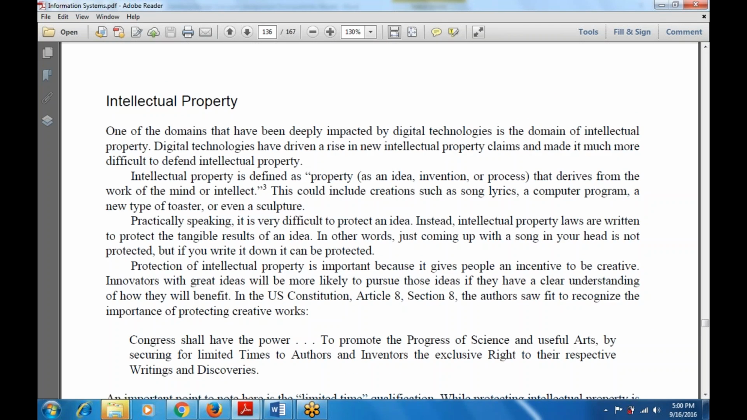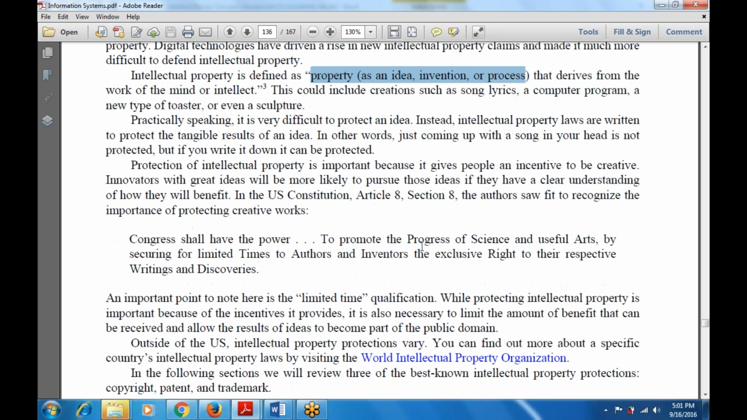Then what is intellectual property? It is defined as property that is an idea, invention, or process that derives from the work of the mind or intellect. This could include creations such as song lyrics, a computer program, a new toaster, or even a structure. So it is property that derives from the work of the mind or intellect.